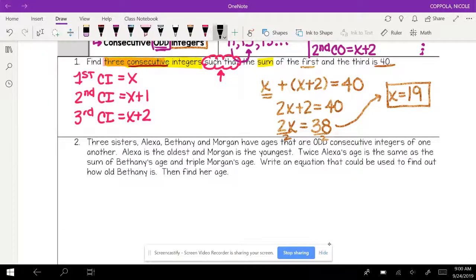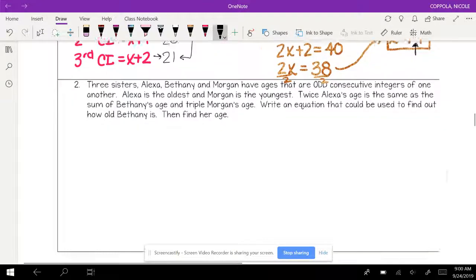Now, what's nice is I know I should have done it right because 19 is an integer. So I got an integer answer, which is nice. So if this is 19, my next guy has to be 20, and my last guy has to be 21. Now look, if we add 19 and 21, do we get 40? Yeah, so I know I did it right. All right, let's do the next one.